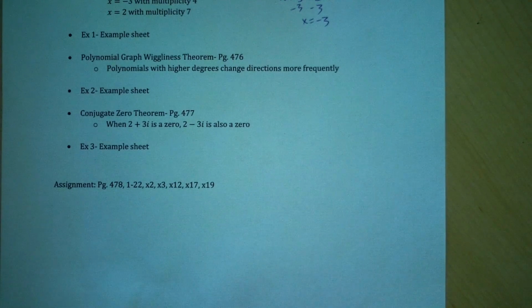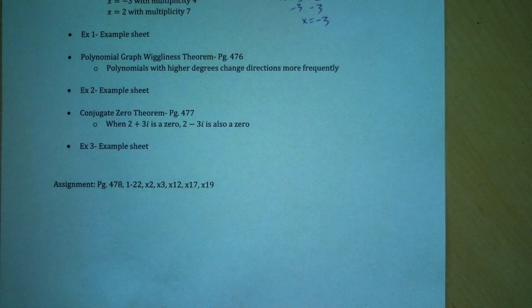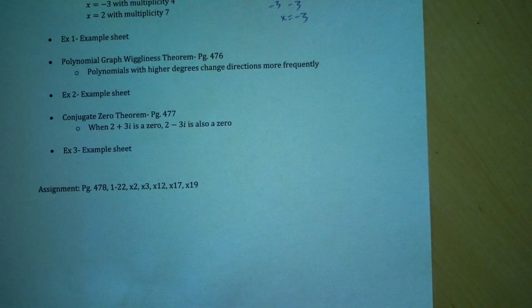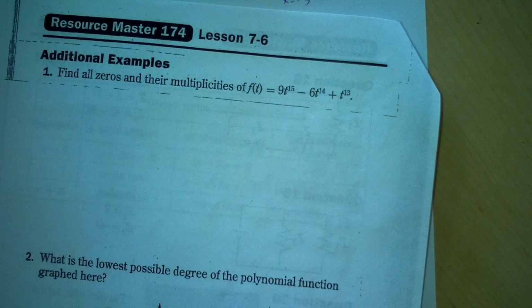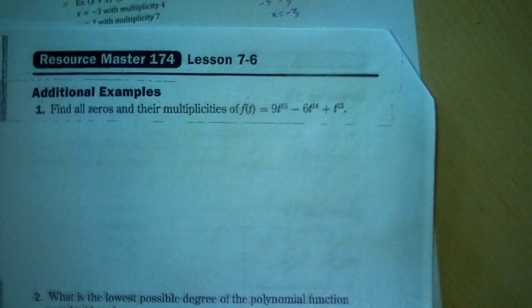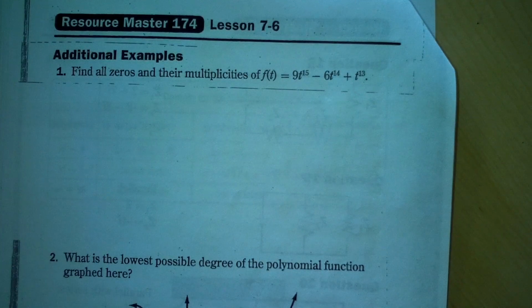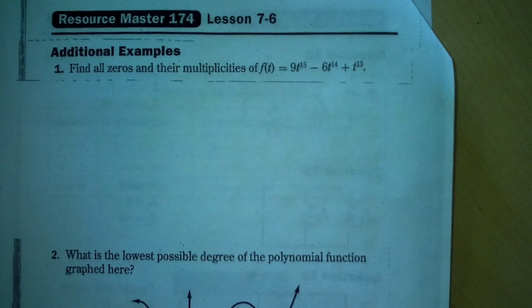So what I would do here is I'm just going to rewrite it down here: f of t is equal to 9t to the 15th minus 6t to the 14th plus t to the 13th. And my goal is to pull out as much as I possibly can. Since the biggest one is 15 and the smallest is 13, I know I've got at least 13 t's in each of those. So I'm going to pull that t to the 13th out front.